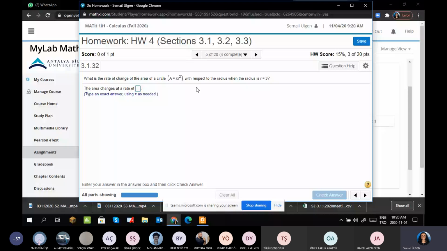So how would you do this? They are talking about the derivative of the area with respect to the radius r. They are talking about dA/dr. Okay, so let me get to it.